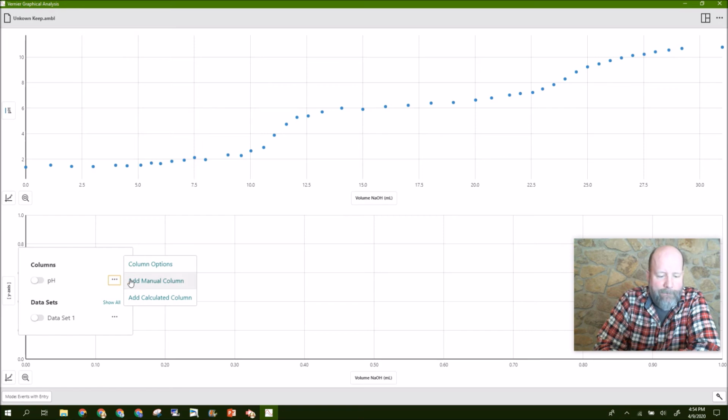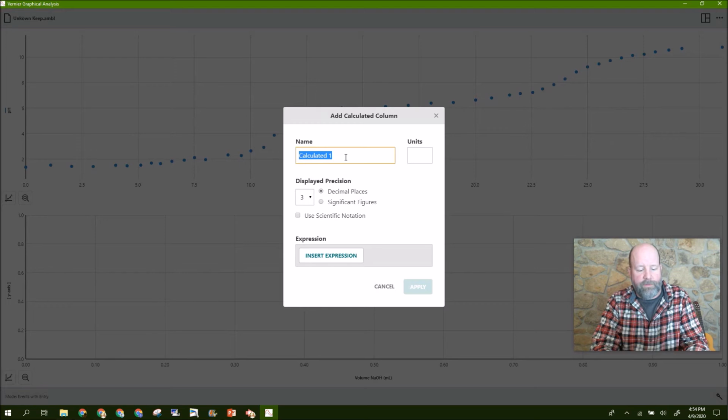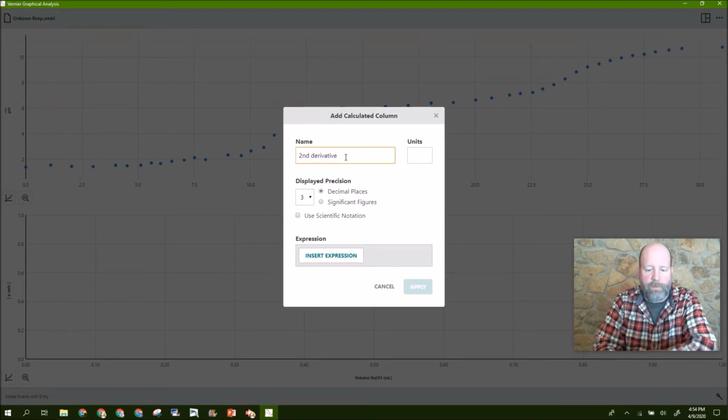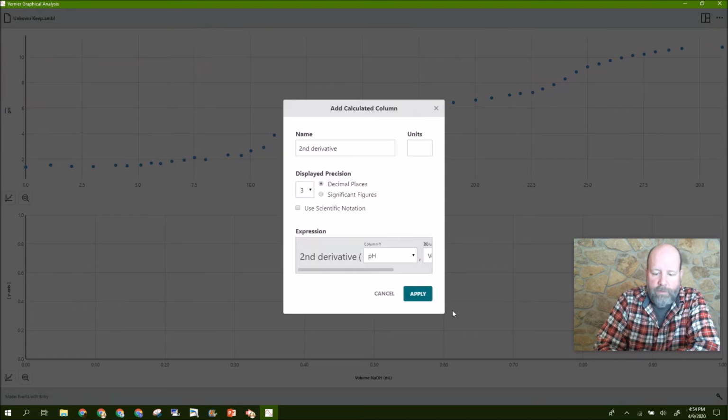I'm going to add a calculated column. And I'm going to call it second derivative, just so I know what's what. And I'm going to insert the expression second derivative. Make sure that it says pH right here. And that should say volume.